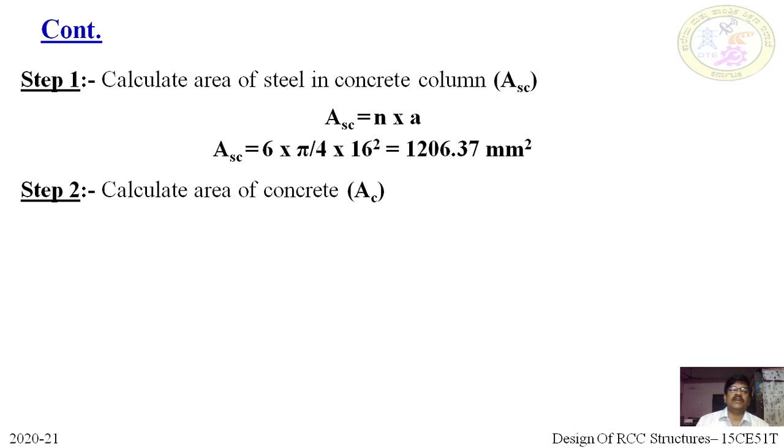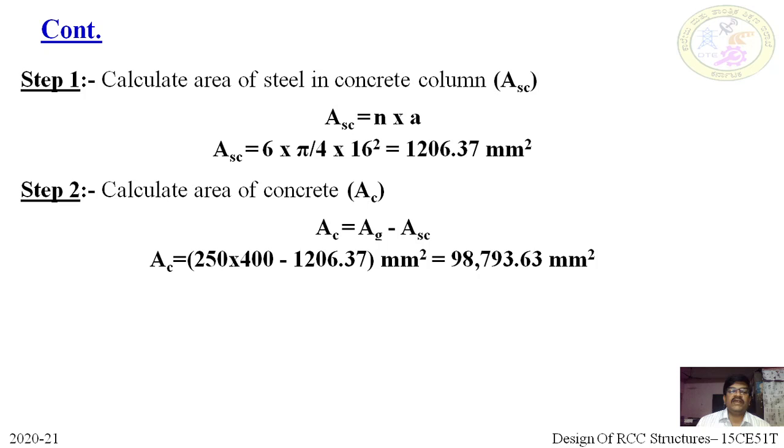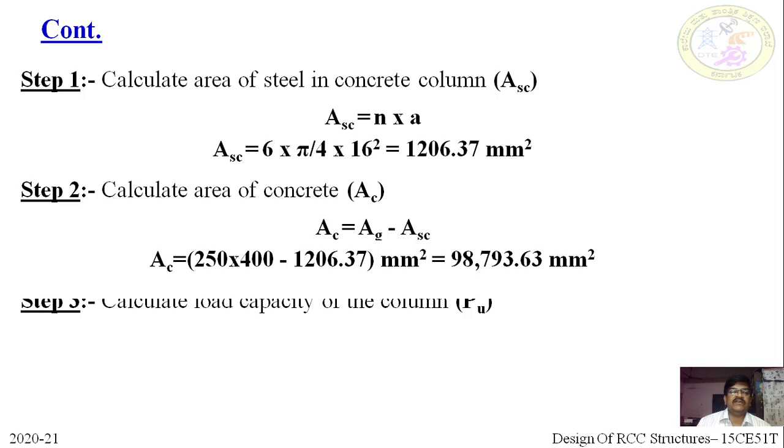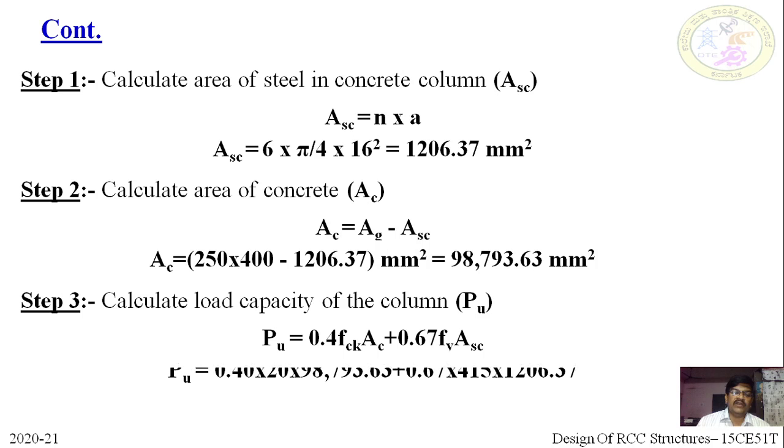1206.37 millimeter square. Next, calculate area of concrete. So area of concrete is equal to AG minus ASC. Therefore AG is B into D minus the previous value. When you substitute AG and ASC in this equation, we get AC equals 98,793.63 millimeter square. Next, substitute AC in the PU formula.